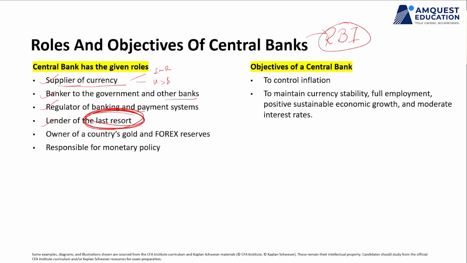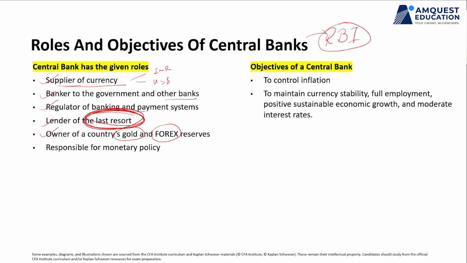Clear? The central bank is also the owner of the entire gold and forex reserves of the country. तो पूरा जो देश का गोल्ड और फॉरेन एक्सचेंज है वो सब RBI के हाथ में. So they are owning it. Obviously they use it to make sure that there's a proper management and there's no fluctuation in the rates. Clear? So what do I call this? Owner of the country's gold and the forex reserves.